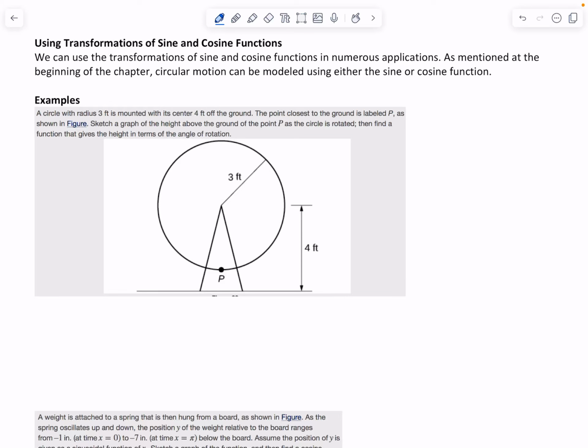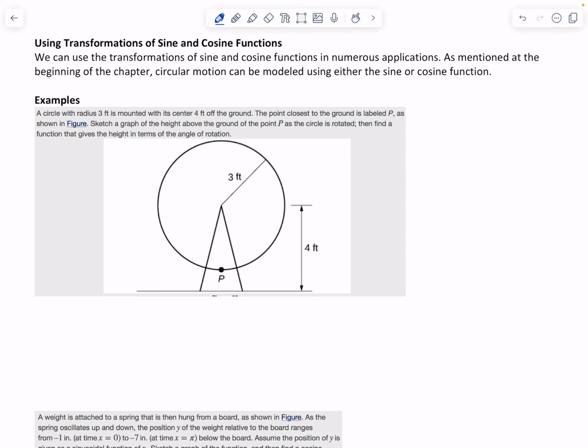In this video, we're going to work two more examples of applications of sine and cosine functions. These are pretty creative. So a circle with radius 3 is mounted with a center 4 off the ground. So we're looking at some kind of maybe Ferris wheel.